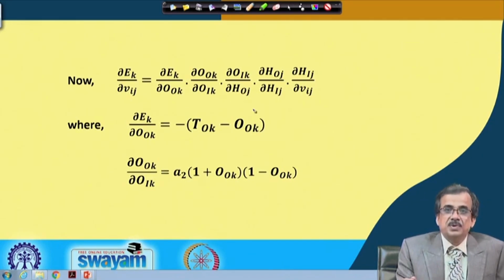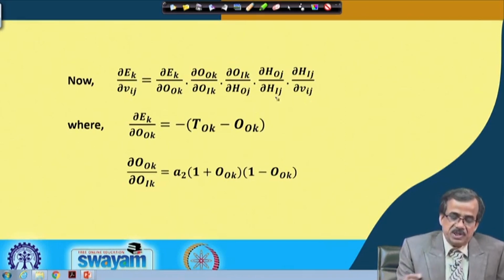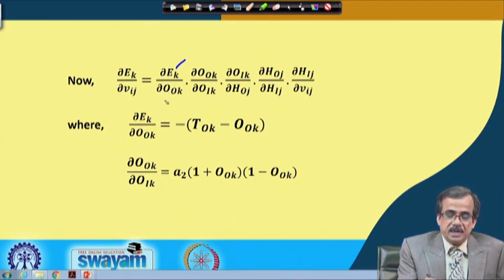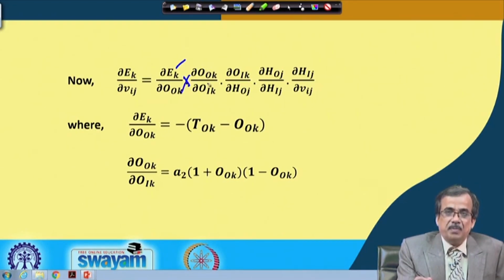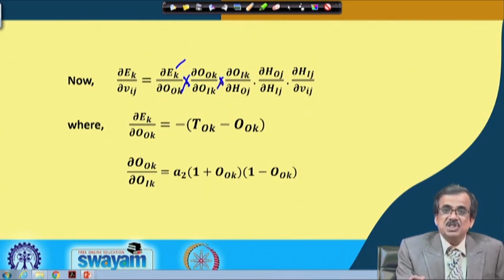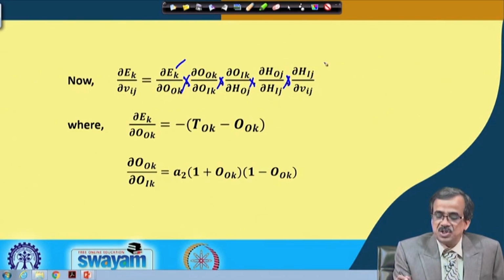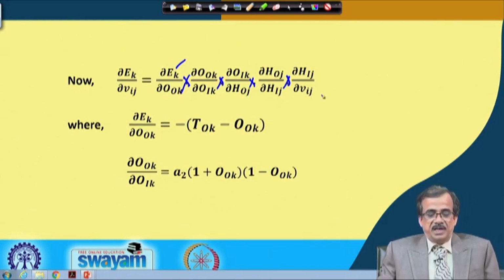Once again we are going to use the chain rule of differentiation. So, the partial derivative of E_k with respect to O_Ok, that means the output of the output neuron, multiplied by the partial derivative of O_Ok with respect to O_Ik, multiplied by the partial derivative of O_Ik with respect to H_Oj, multiplied by the partial derivative of H_Oj with respect to H_Ij, multiplied by the partial derivative of H_Ij with respect to V_Ij.